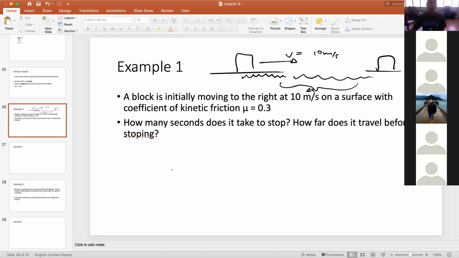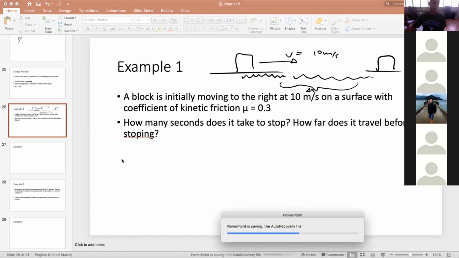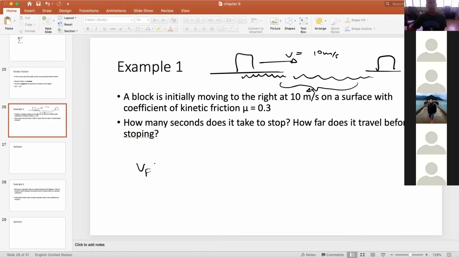Now, how do we solve this? Well, you might already be thinking, oh, I can find delta x from v final squared minus v initial squared is 2a times delta x. And I know that v final will be 0 because it comes to a rest, and I know v initial, but I don't know a. Well, how would we find a?